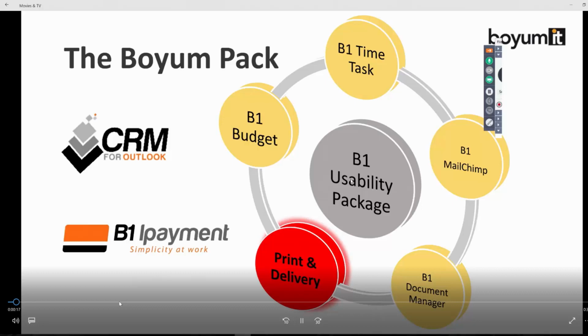What you see on the screen is, most likely, the B1 usability package that you're all familiar with, which is our main product. The circles around the usability package are modules within it. They're called productivity packages, and one very popular one is print and delivery. We're going to go over that today, a scenario I'm going to build with you.